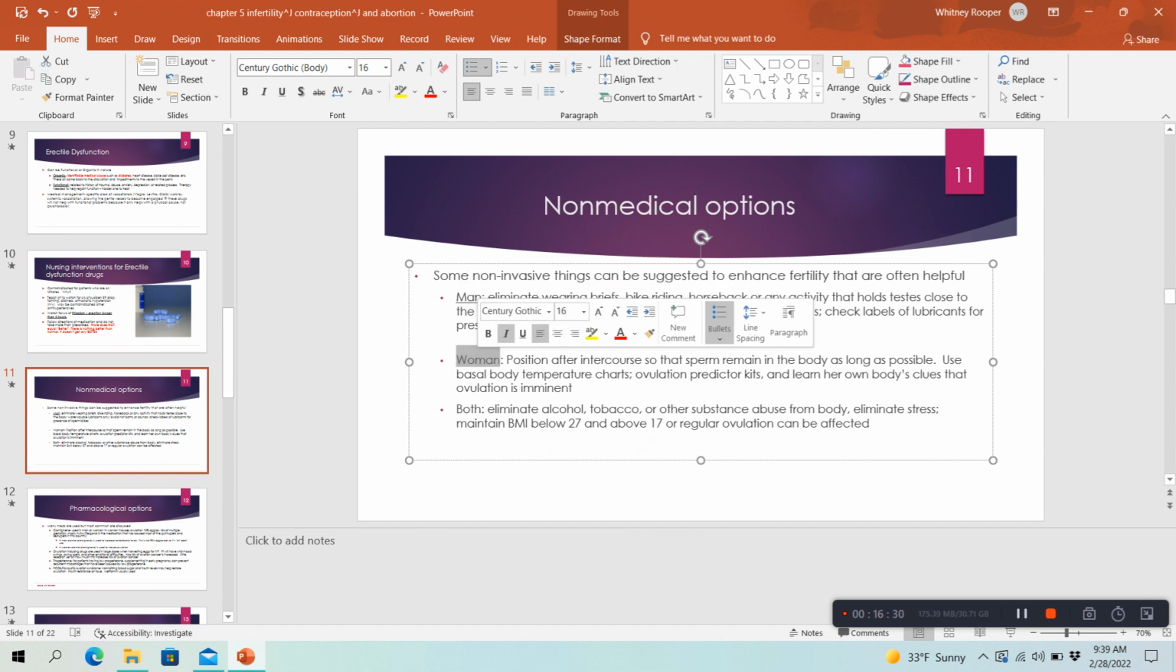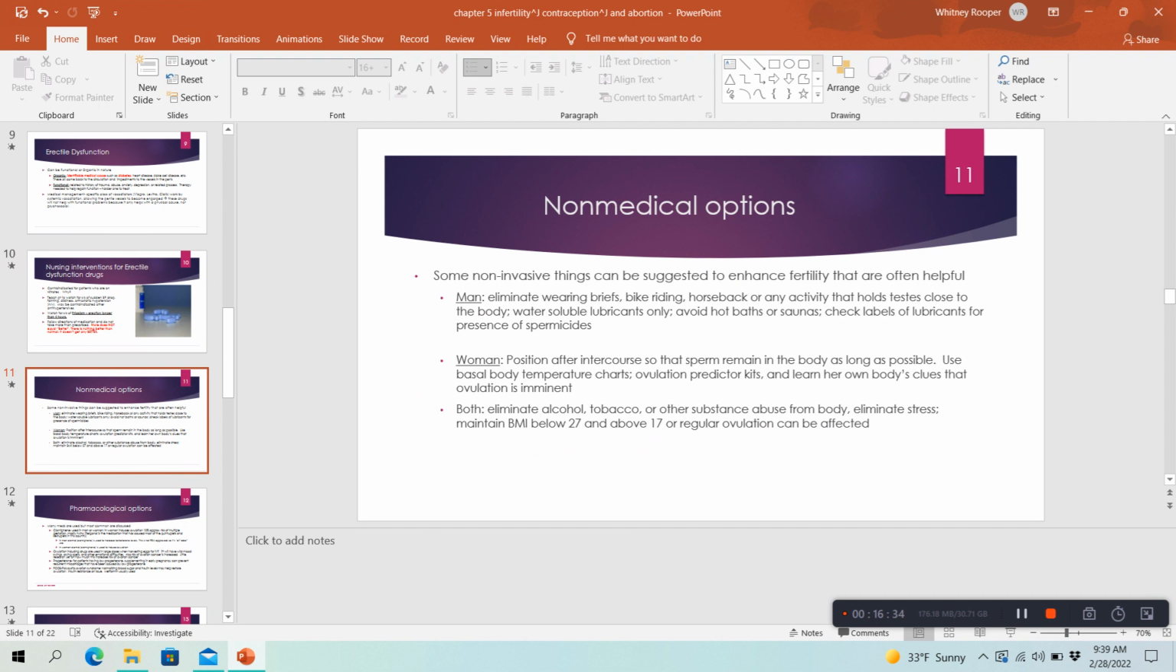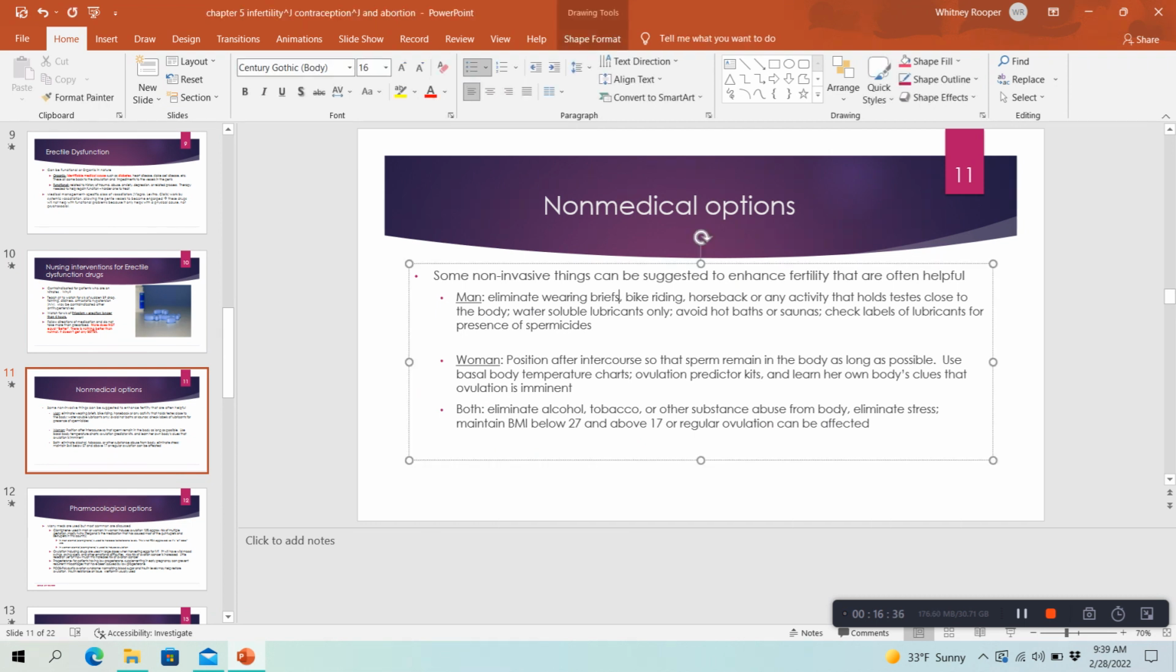eliminate wearing briefs. So what is it about wearing briefs versus boxers that's going to be important? What do we talk about? Body temperature. So if you push the testicles back close to the body by wearing briefs, you're going to raise the temperature in the scrotal sac, right? And possibly kill sperm. So one of the first things we tell men: stop wearing briefs, wear boxers. Stay out of the bathtub and hot tub.